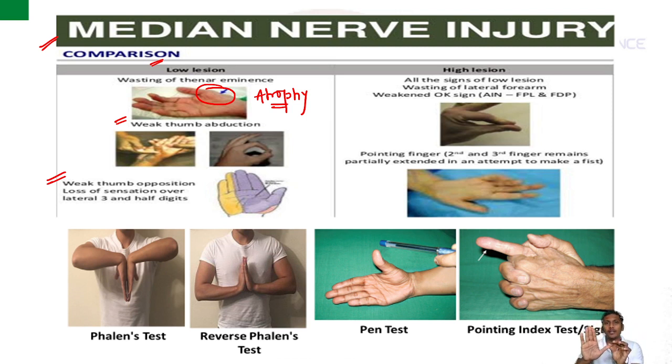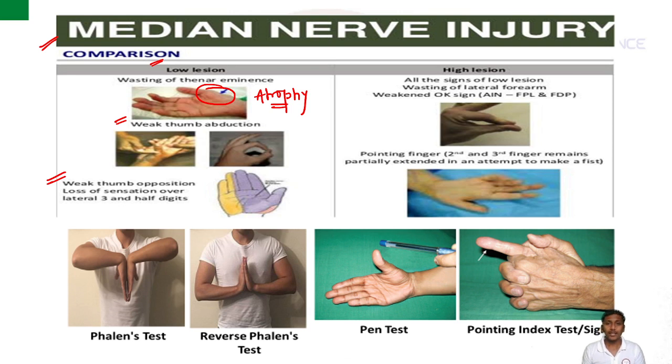Therefore, there would be unopposed action of the adductor pollicis muscle, because it is innervated by the ulnar nerve, and therefore the thumb comes to lie in a plane same as all the other digits, and this is what is seen. This is known as the ape thumb deformity, right?